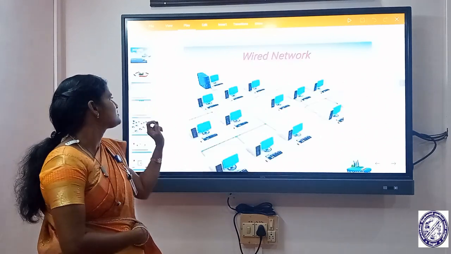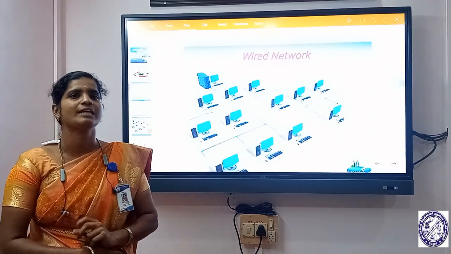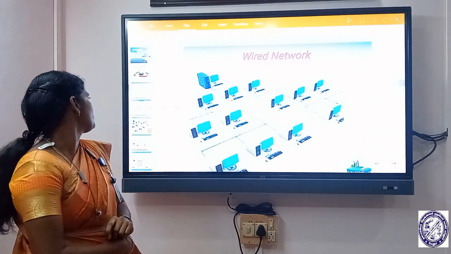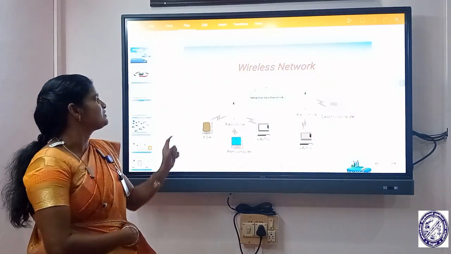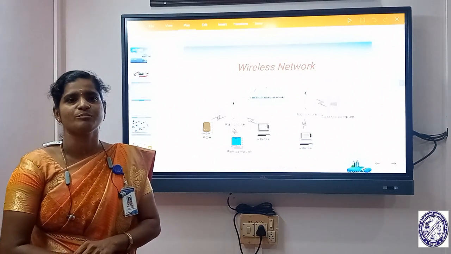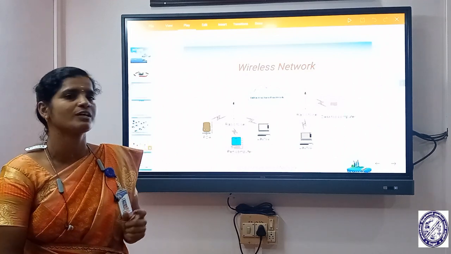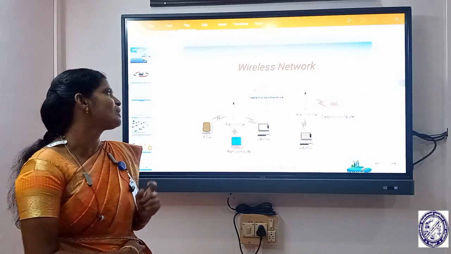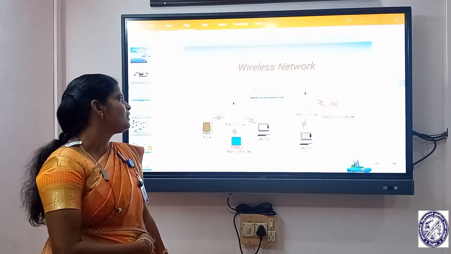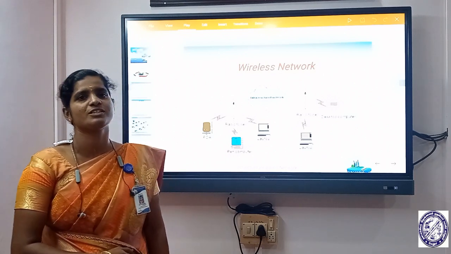A wired network is one where all the computers or other devices are connected based on physical cables. And a wireless network is one where the devices are connected wirelessly, that means there is no physical connection between the systems. It works based on the signal concept, electromagnetic waves or radio waves, whatever it may be. And in this, the two types are infrastructure based network and infrastructureless network.